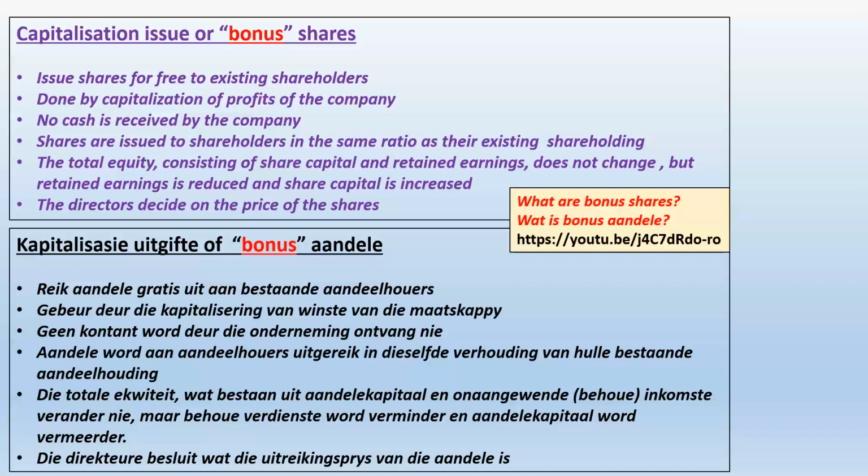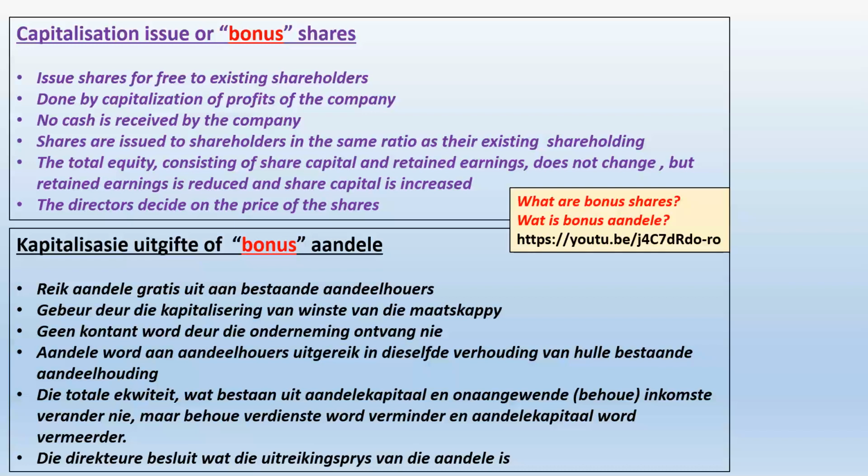So your total equity, which consists of share capital and retained earnings, does not change, but the breakdown of that equity is going to be different. Retained earnings is going to reduce and share capital is going to increase. Here the directors can decide what the price of the shares is. Let's assume they have, for argument's sake, R1 million of retained earnings. They're going to issue bonus shares for 50% of that amount, so bonus shares to the value of 500,000 Rand.